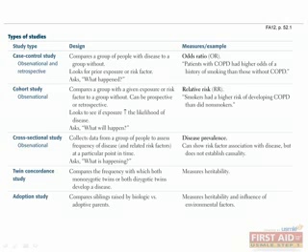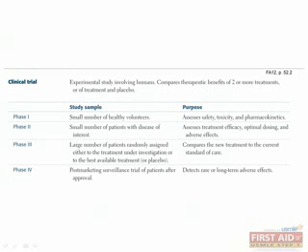Adoption studies compare siblings raised by biologic versus adoptive parents to separate heritability from the influence of environmental factors on disease. Clinical trials are simply experimental studies involving humans. They compare the therapeutic benefits of two or more treatments, or of treatments versus placebo.